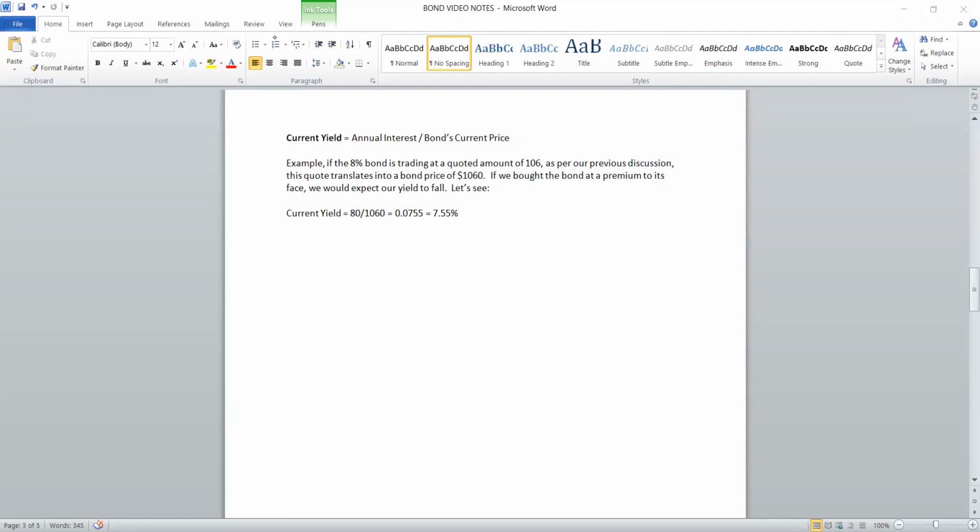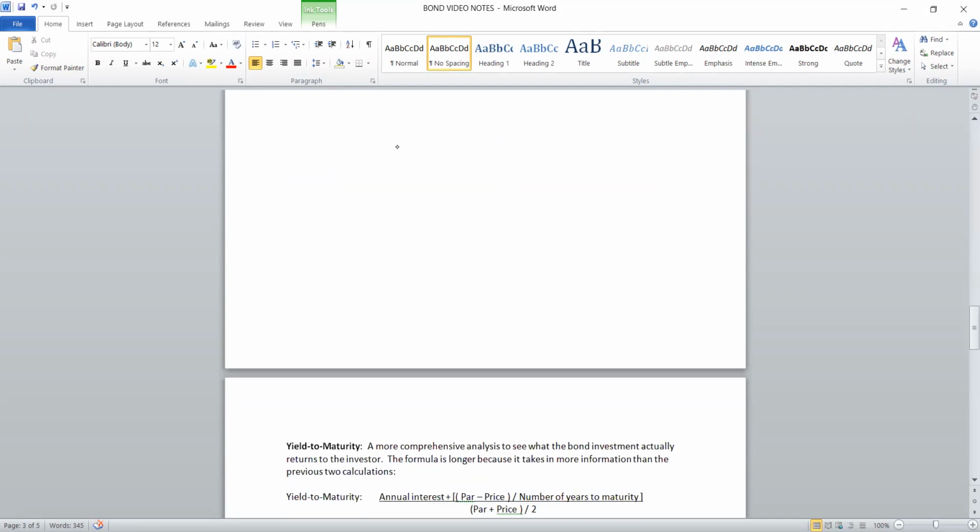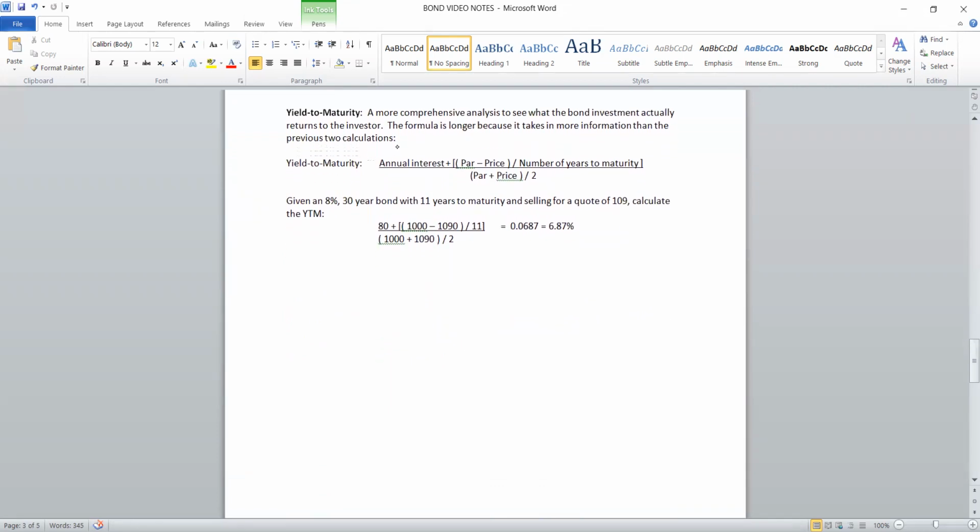Coupon yield and current yield are easy calculations to make. It's our annual interest divided by par for the coupon yield. Annual interest over the current price is current yield. And guys, those are just ratios. So if we wanted to get more specific, which we have to do because this isn't enough information, what we would do is go to what's called yield to maturity.